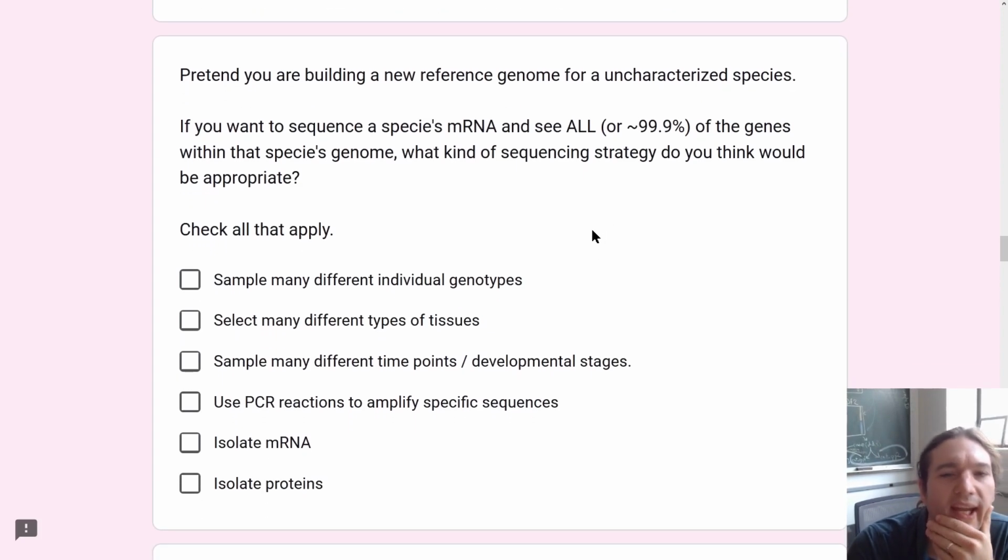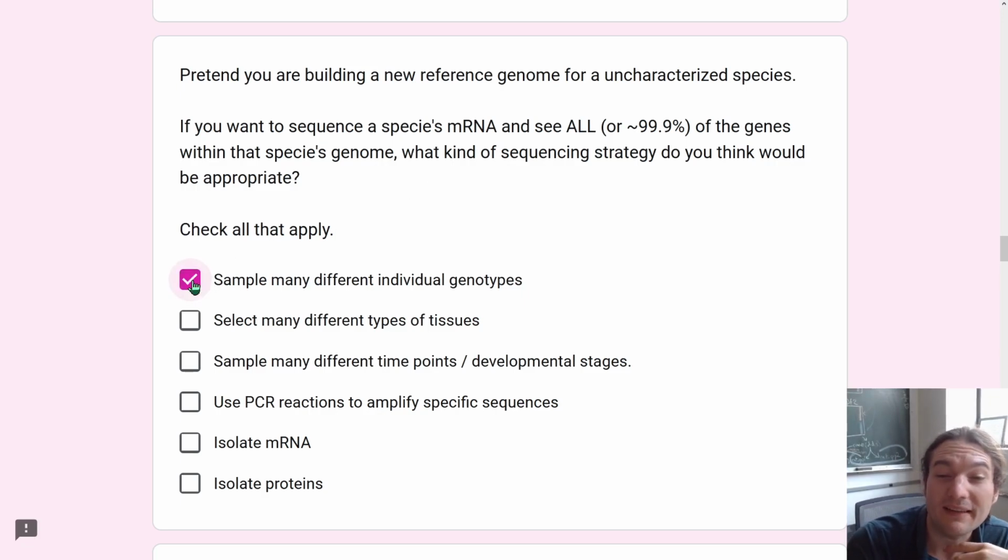Pretend you are building a new reference genome for an uncharacterized species. If you want to sequence a species' mRNA, I don't think I wrote that correctly, I think there should be another S in there, and see all or like 99% of the genes within that species' genome, what kind of sequencing strategy do you think would be appropriate?